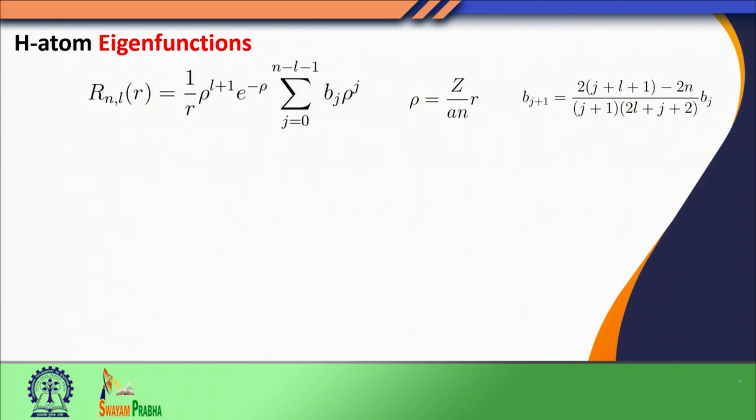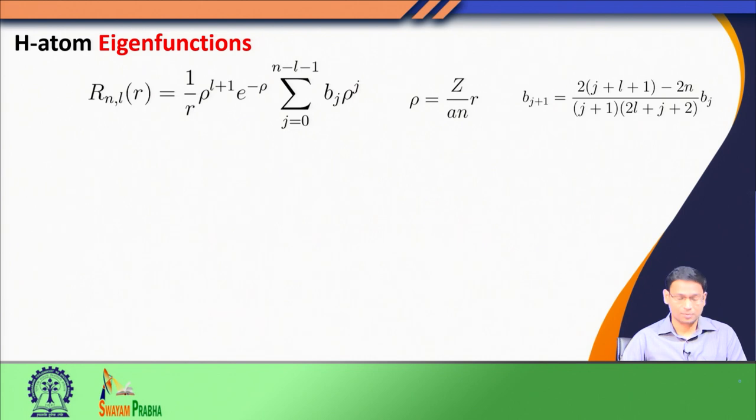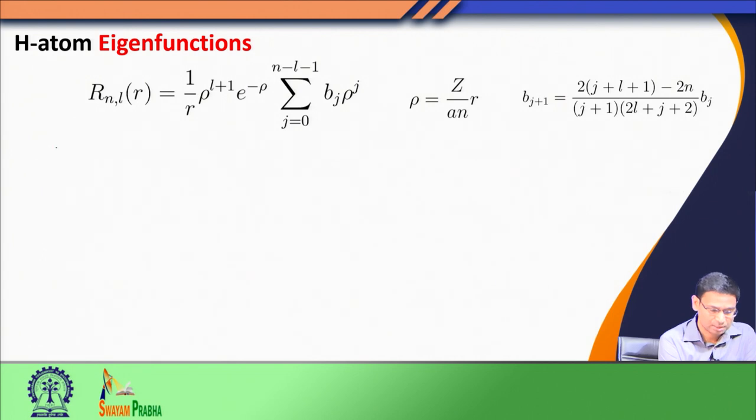In our last class, we discussed radial functions for 1s and 2s orbitals. Today, we will continue our discussion and try to find the radial solution for a wave function of a hydrogen atom where L is not zero. So, our first example in today's class is when I want to obtain R21.